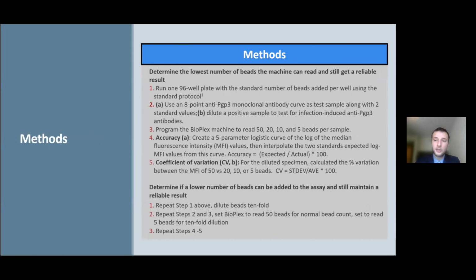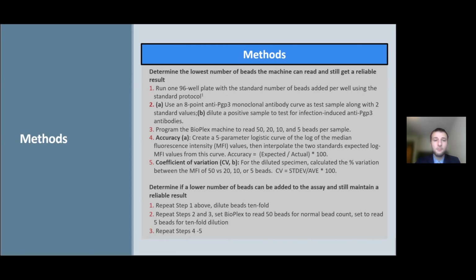Now on to our methods section. In this section, we will primarily follow a protocol for the anti-PGP3 monoclonal antibody, part A, but we will also discuss the protocol for infected human serum, or a sample from an infected person, which is part B. So the first thing we did was to determine the lowest number of beads the machine can read and still get a reliable result. To do this, we ran one 96-well plate with the standard number of beads added per well using the standard protocol.